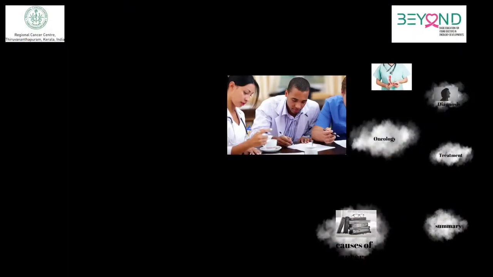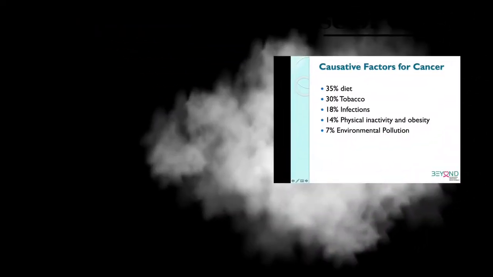Another aspect of cancer care is that many of these cancers are preventable. If you look into the etiology of cancer, you can find out that 35% of the cancers are caused by our bad food, and 30% is caused by tobacco and other habits, 18% by infections, and 14% by physical inactivity and obesity, 7% by environmental pollution. So these are preventable causes of cancer.